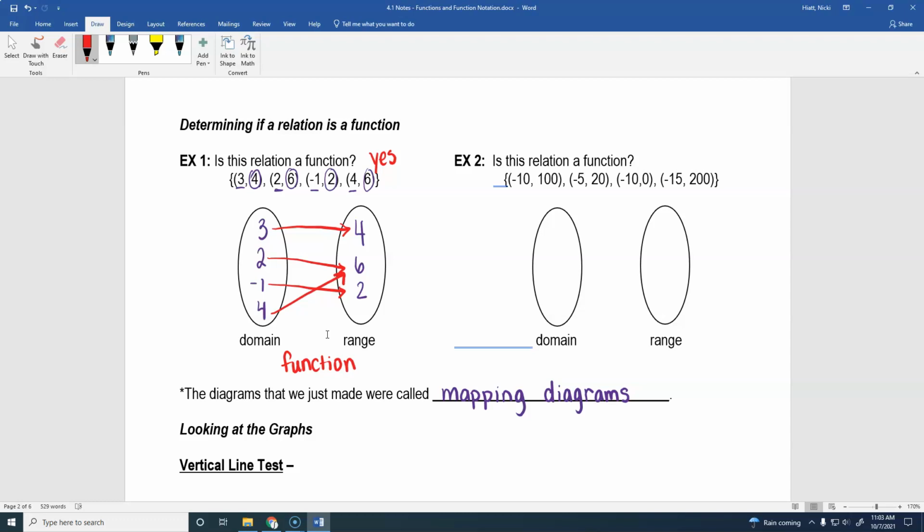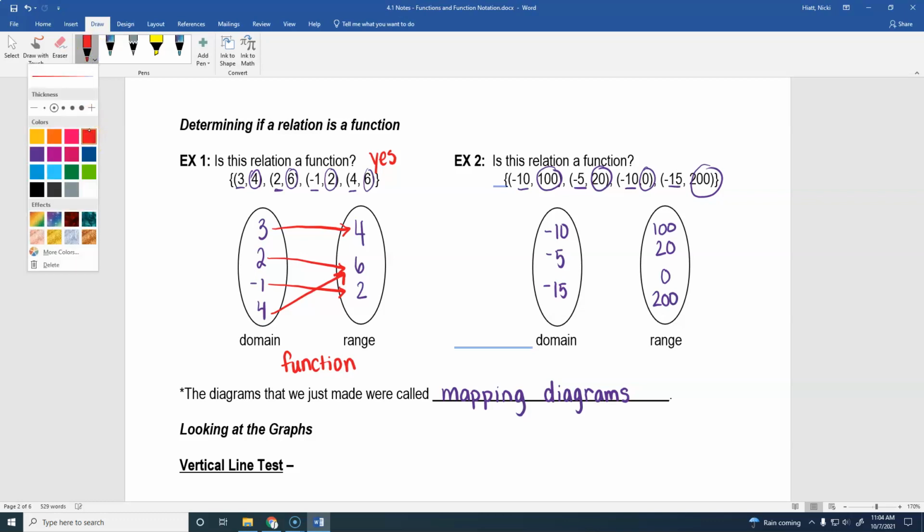So if we do the same thing for example 2, I would list my domain. I've got -10, -5, -10. Oh, wait. Should I do that? No, you can't. Don't list it twice. It's already on there. If you do, it'll look like a function even though it's not. And -15. So I'm listing all of my x values. Don't list them twice like I tried to do there. Then I list my range. So I've got 100, 20, 0, and 200.